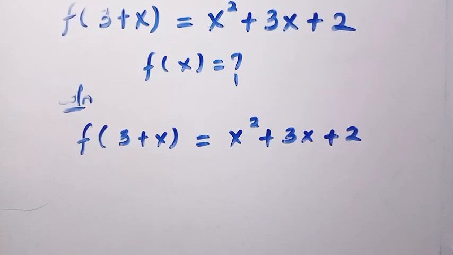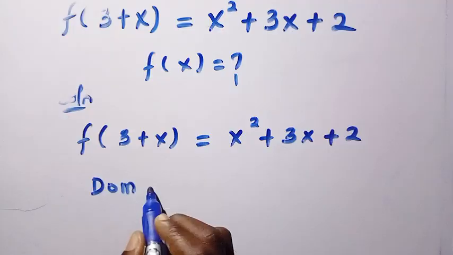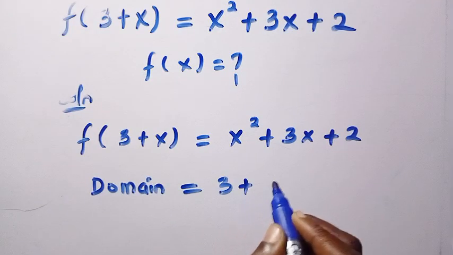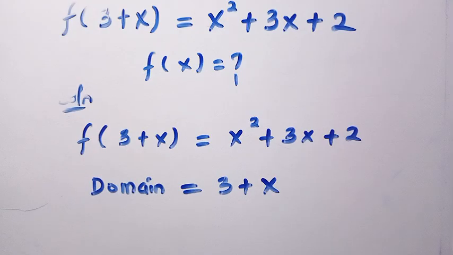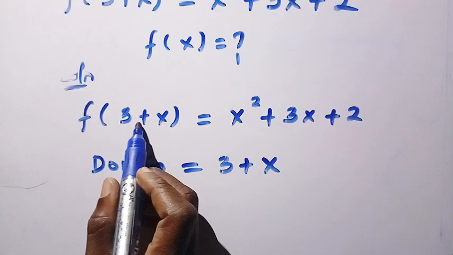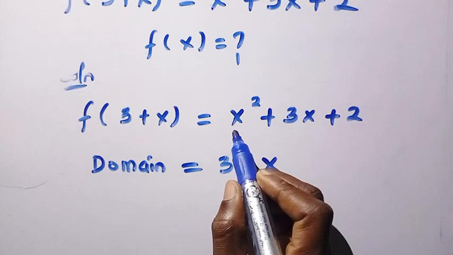So given these expressions, here we have the domain of these functions to be 3 plus x. And we don't know the range, and we are not after knowing the range. So we just know that the domain is 3 plus x. I want to reduce this to only x. It's very simple. Let's consider from this side.